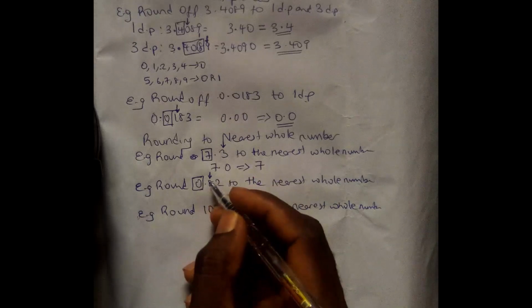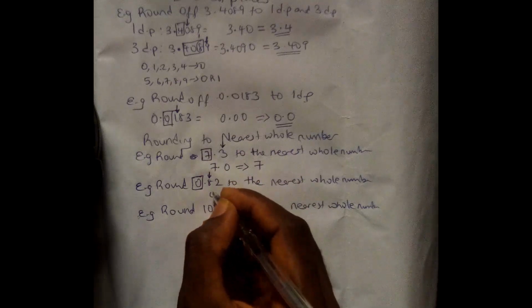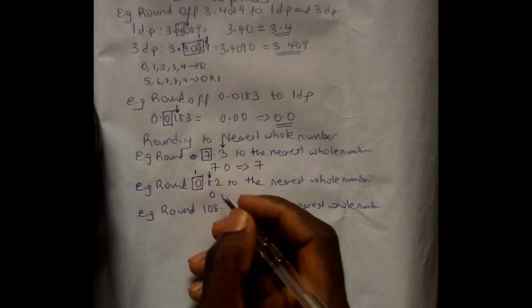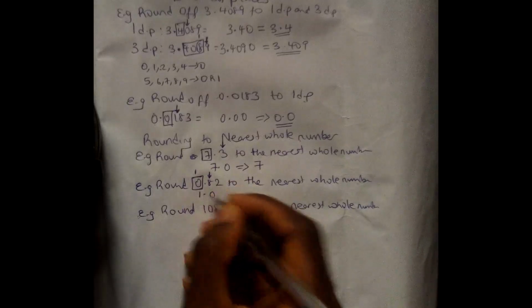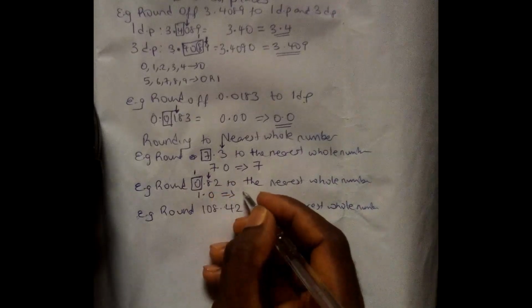Now in this case, it's 0 and 8 falls in this category. So 8 will be rounded up to 0 and 1 will be added here. So 1 plus 0 is 1. So 1.0. When we're writing our final answer, we just write 1.